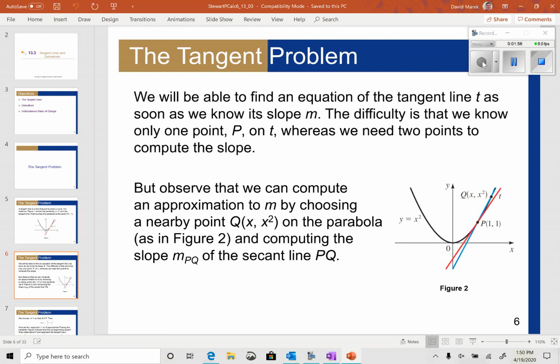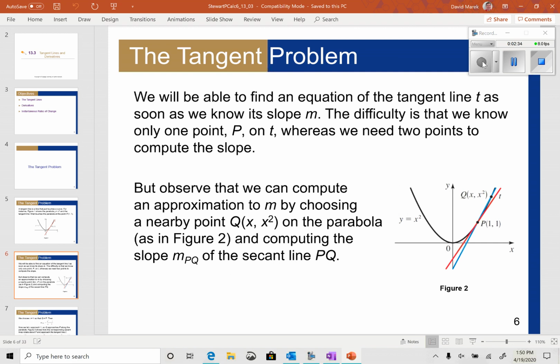Pick a different line. It's kind of hard to see here, but if you look more closely, there's a blue line going through point P, just like the red line does. We're going to pick another point on our curve, on our parabola in this case, and call that point Q. Since it's on the parabola, it's going to have coordinates (x, x squared).